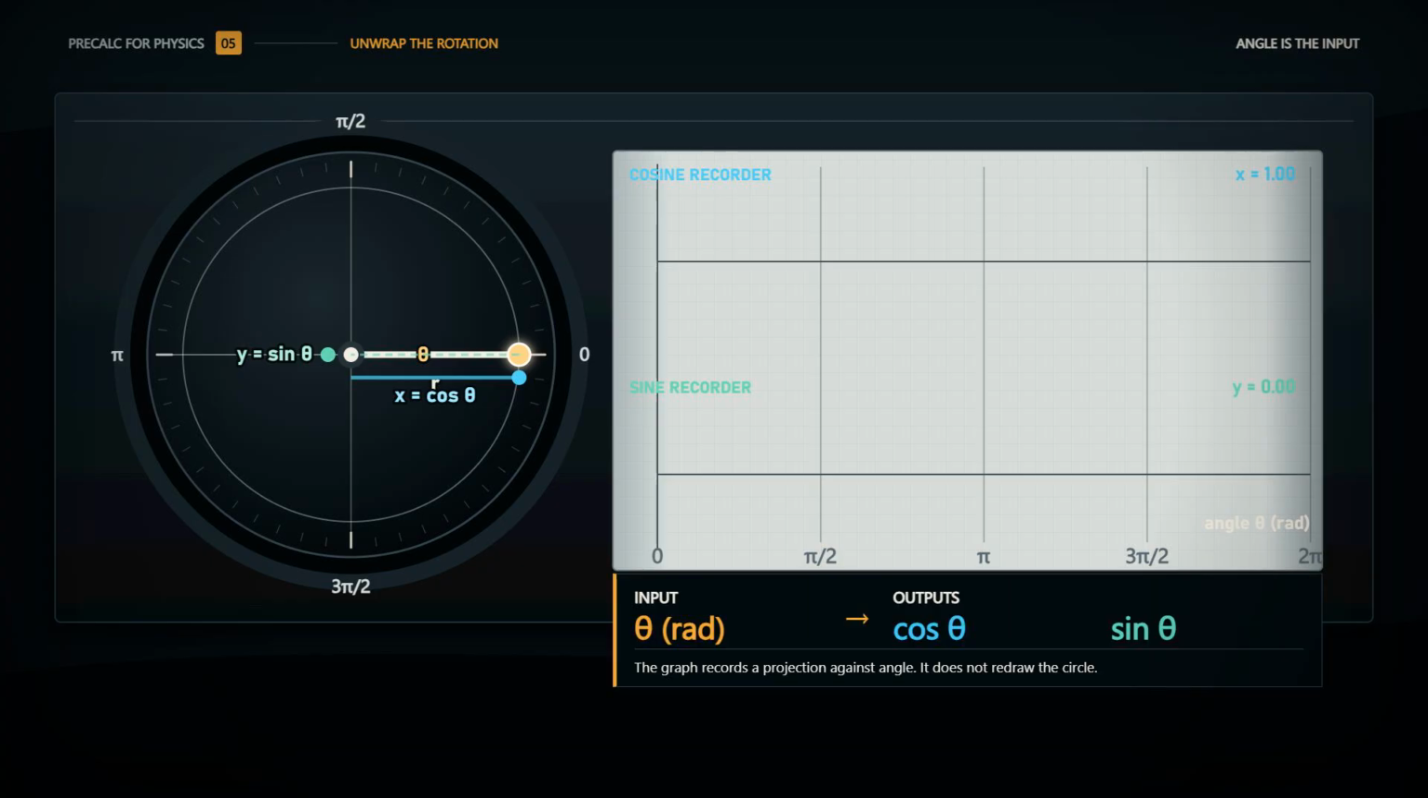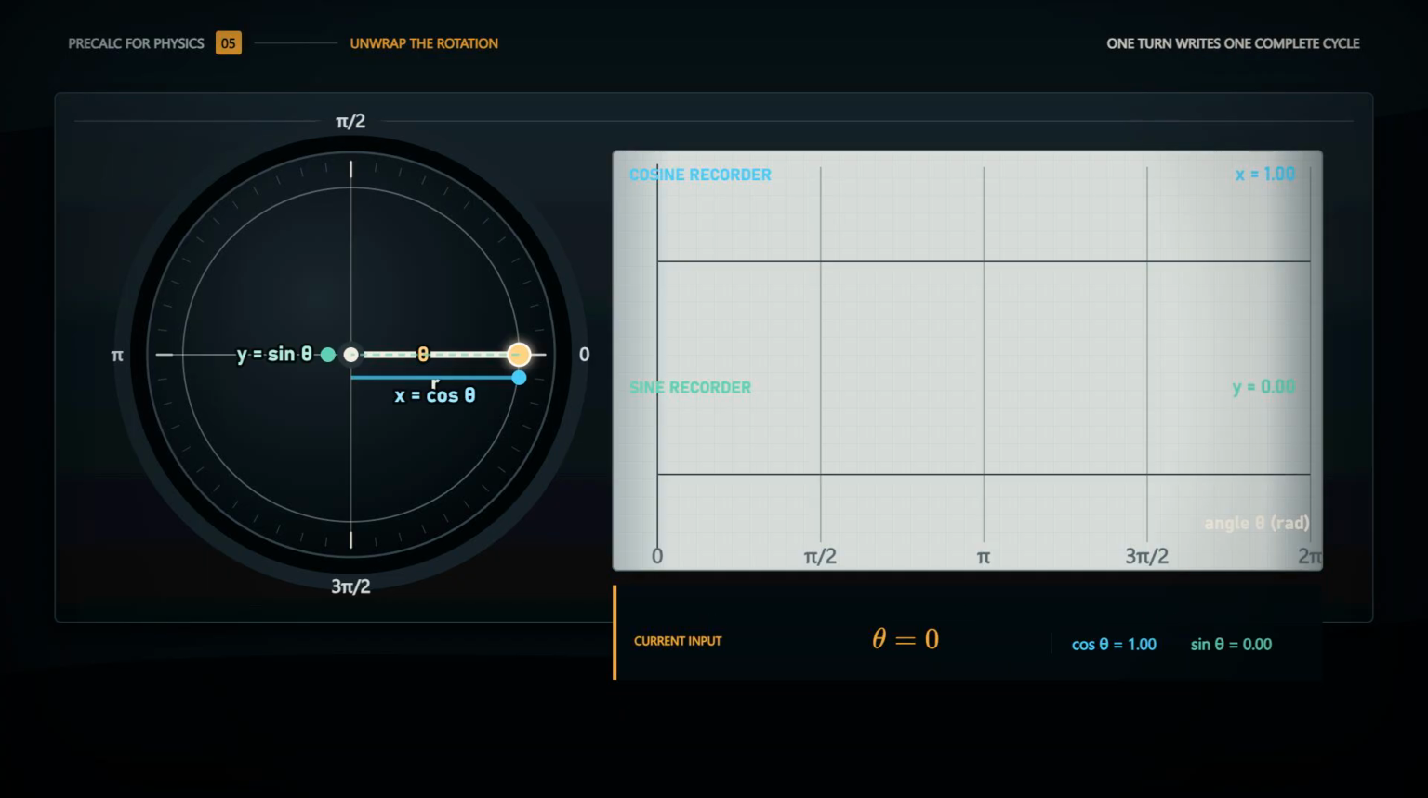The horizontal graph coordinate is now the input angle theta, measured in radians. The vertical coordinate is a projection reading. For the cyan strip, it is cosine theta. For the mint strip, it is sine theta. The graph does not draw the circular path, it records one measured coordinate against angle.